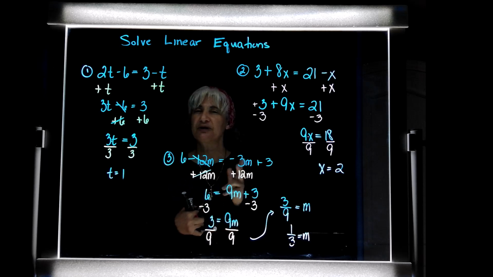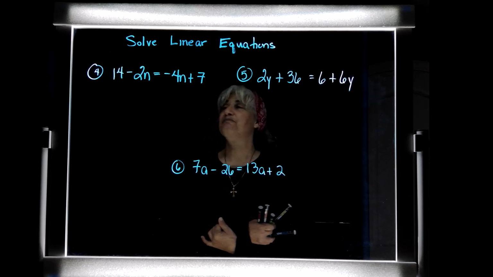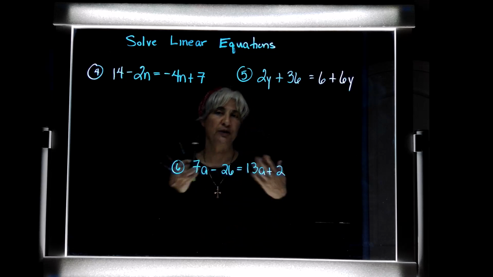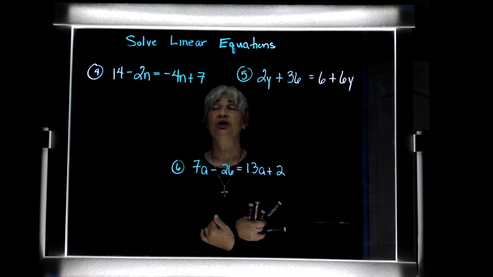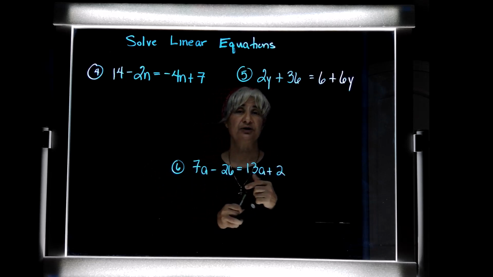I've got 3 more examples for you. Okay, I'm back with those last 3 problems. So hopefully you've worked on them. Let's take a look at number 4. What do you want to do? Good. You want to put the n's on one side. I'm in agreement. Which side do you want to move them to?